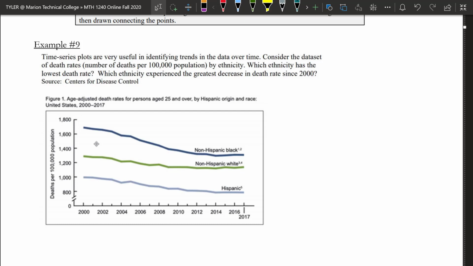So we have some questions. The first question is, which ethnicity has the lowest death rate? The answer to that would be the Hispanic group, right? Because that graph is below all the others the entire time, right? So this first question here would be Hispanic.